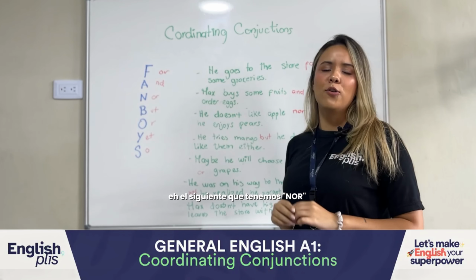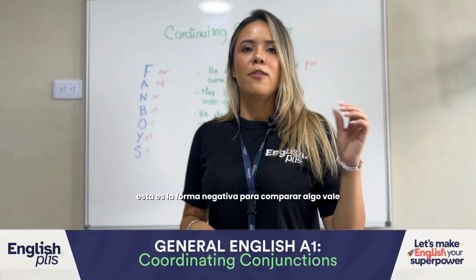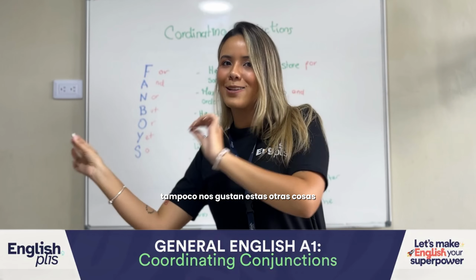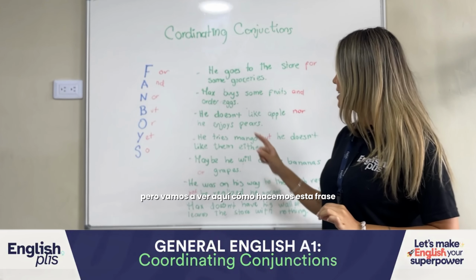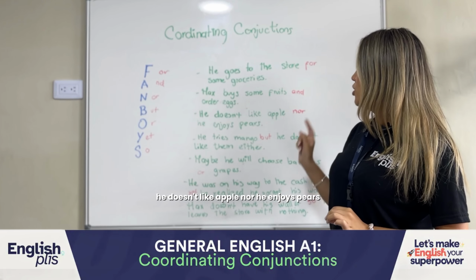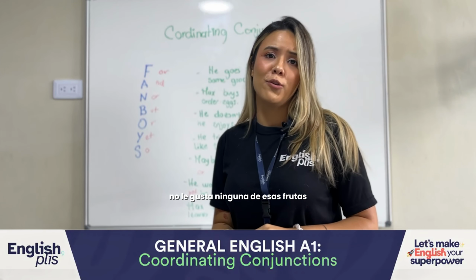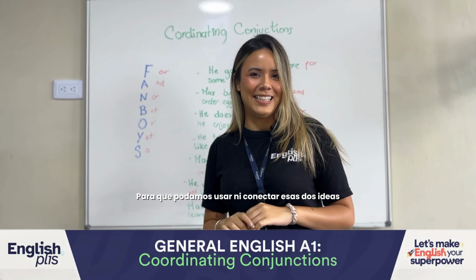Next one, we have nor. This is the negative form to compare something. Okay. For example, if we don't like this, we also don't like these other things. But let's see here how we make this sentence. He doesn't like apple, nor he enjoy pears. Okay. He doesn't like either of those fruits. So we can use nor to connect those two ideas.